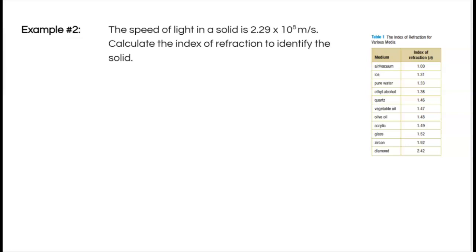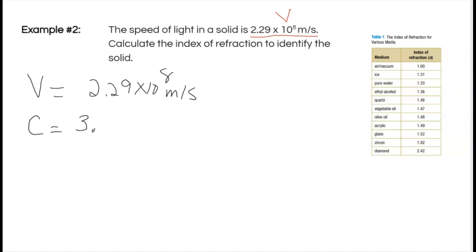All right, so I'm going to take this question up. I'm just going to take a look at my question and see what information is given. Okay, it says the speed of light in a solid is this value. That is my v. That's the speed of light in that material. So I'm going to write that out. v is equal to 2.29 times 10 to the power of 8 meters per second. Now, I always know what c is. c is always going to be the speed of light in a vacuum, which is 3.00 times 10 to the power of 8 meters per second. That's always a given, right?